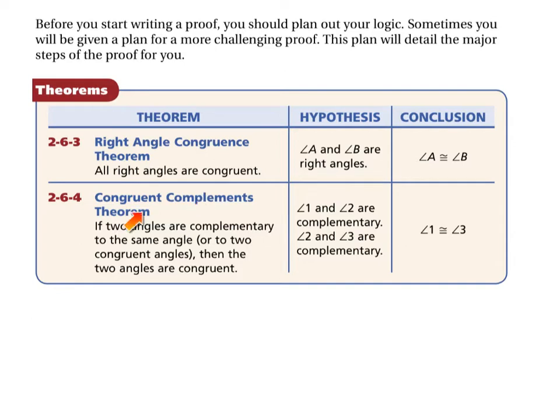Congruent complement theorem. It says if two angles are complementary to the same angle, then the two angles are congruent. It's just like what we said about the supplement angles theorem, or the congruent supplements theorem, but this is talking about complementary angles. So it says if angle 1 and angle 2 are complementary, and angle 2 and angle 3 are complementary, then angle 1 is congruent to angle 3.